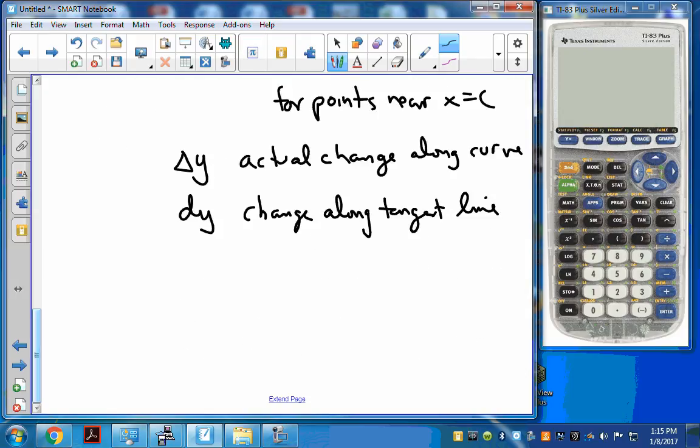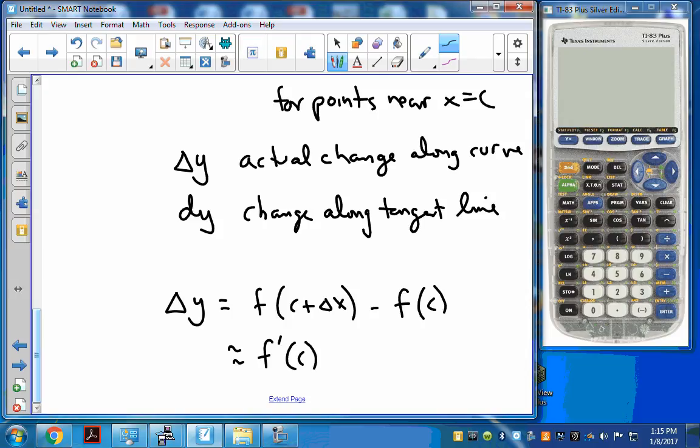So we see delta y, by definition, the change in the y. So f of c plus delta x, you can refer to the diagram in the text, minus f of c. That's just the change in two y coordinates along the curve. And that's going to be about the same as dy, and dy is going to be f prime of c times the change in x.